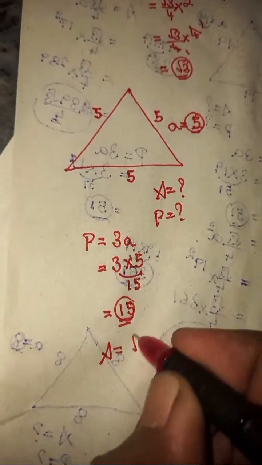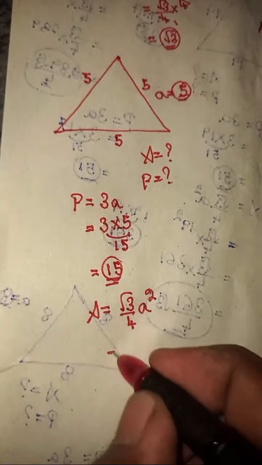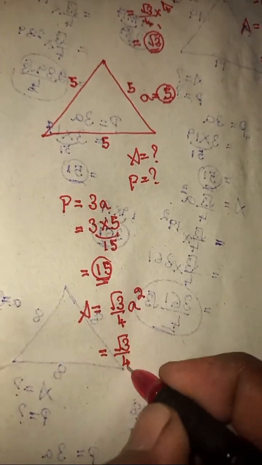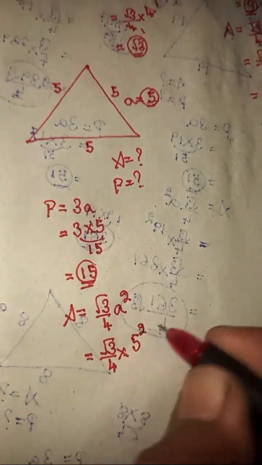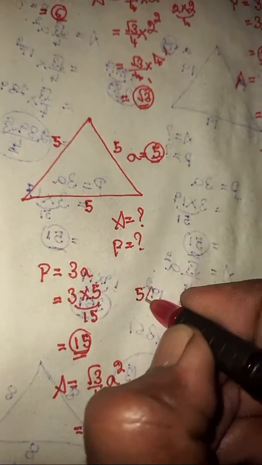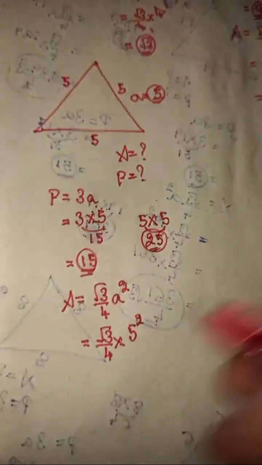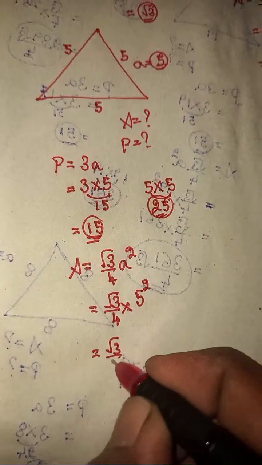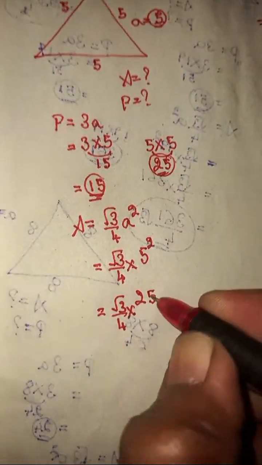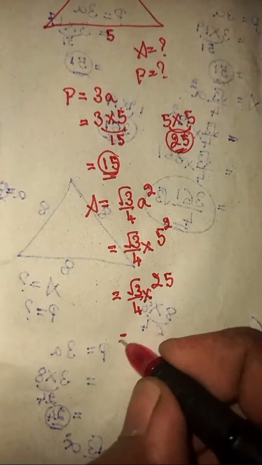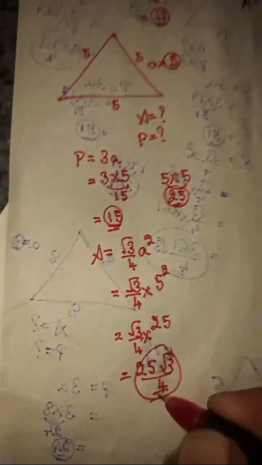Area becomes root 3 by 4 times a square. That means root 3 by 4 times side length 5, that is 5 square. 5 square is nothing but 5 times 5, which is 25. You're going to get root 3 by 4 times 25, and you cannot divide 4 into 25, so it comes in front. 25 root 3 by 4 square units.